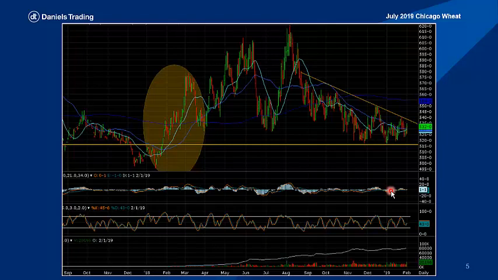You can see the MACD, the trend indicator, is flat, and the stochastic indicator is just hooked over with some potential momentum to the upside. Short-term upside target could be these two highs on this trend line, and stop loss would go below recent contract lows.